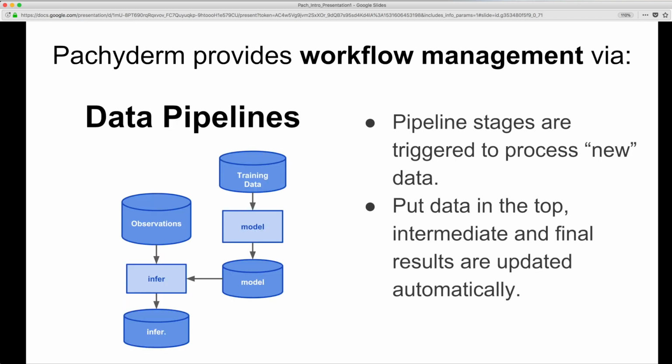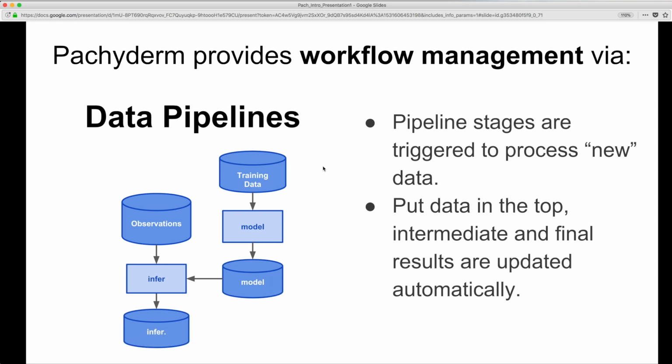Pachyderm then lets you take these and turn them into full data pipelines. So an example I have here, which might be a simple training step, I would have some training data set. I would then have my modeling code, which outputs my versioned model binaries. Then next I have an inference step that takes in that model as well as observational data and makes inferences. In Pachyderm, pipeline stages are triggered by new data.